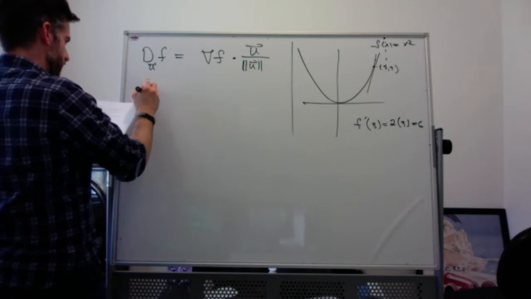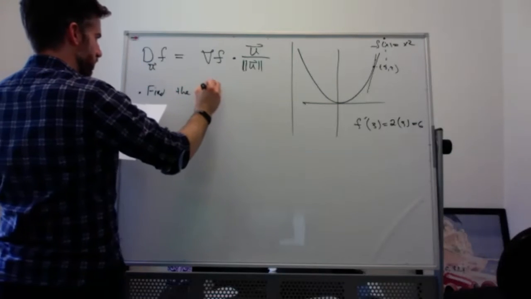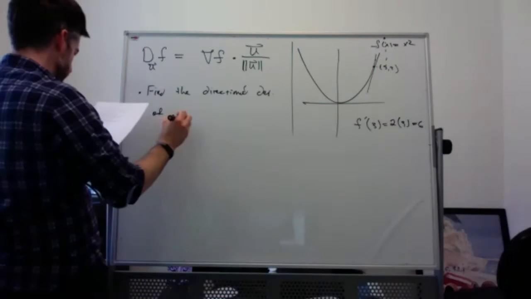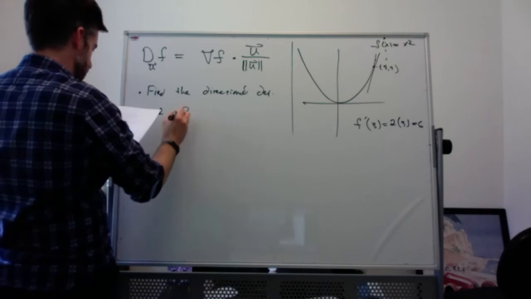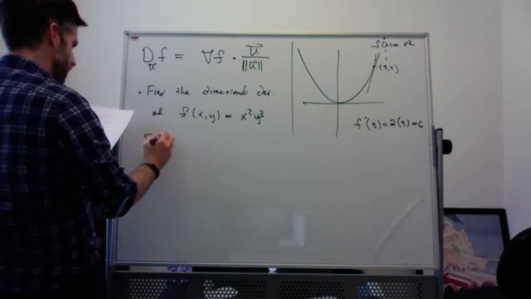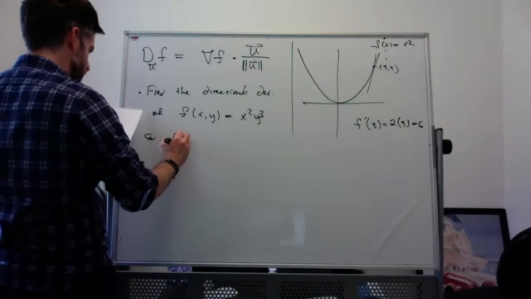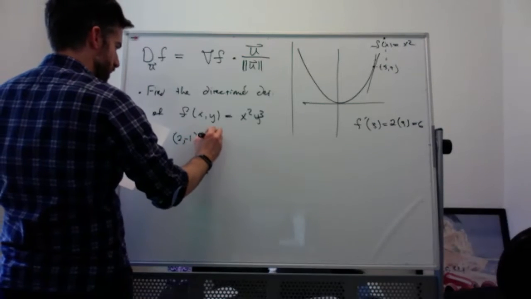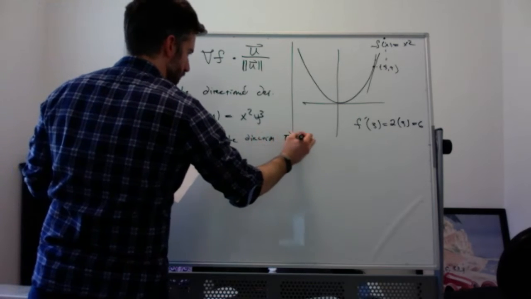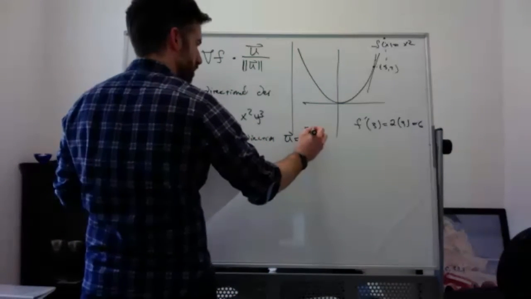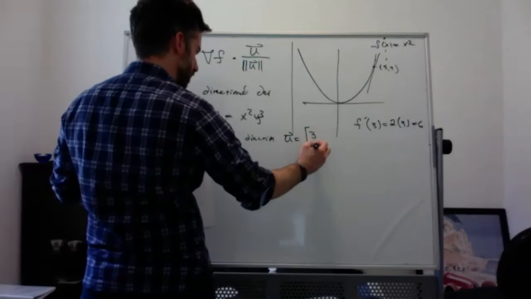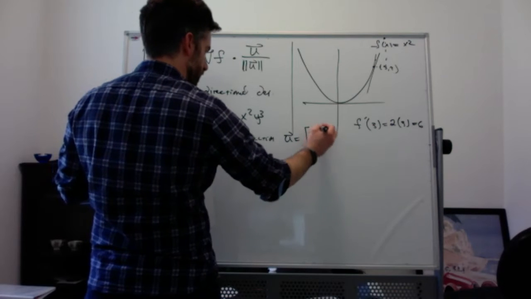So, first question, find the directional derivative of f of xy equal to x squared y cubed at the point 2, -1 in the direction u equal to, say, I'm trying to pick different numbers here, 3, 7.